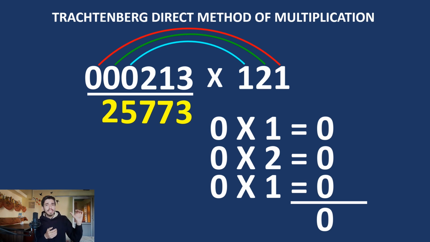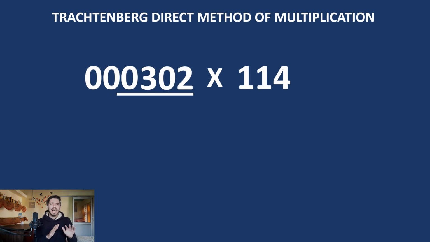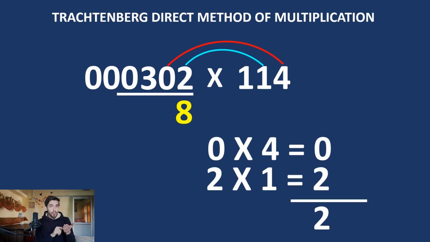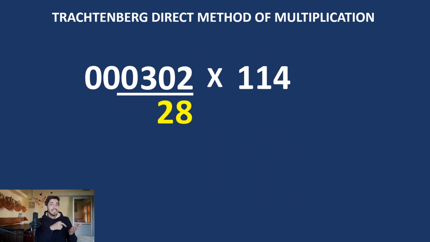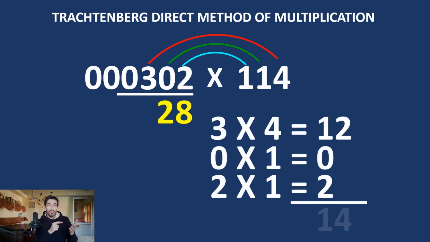Now let us try this example, and this time we will try to go as fast as we can. It is really easy too. 302 times 114. So 8. Now 2 arches, 0 plus 2, 2. Now again this time 3 arches from the outermost pair to the innermost pair. So 12 plus 0 plus 2, 14. So 4 and a dot for a carry.